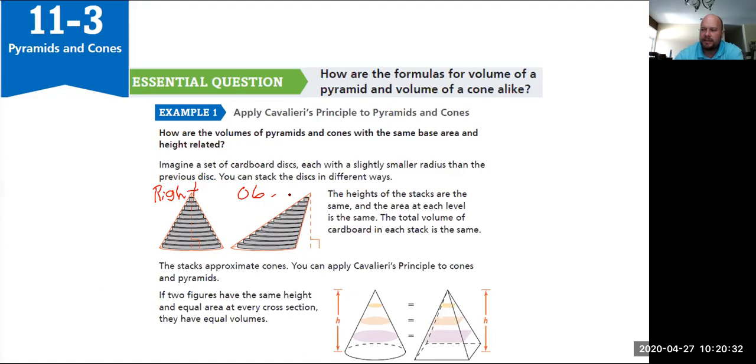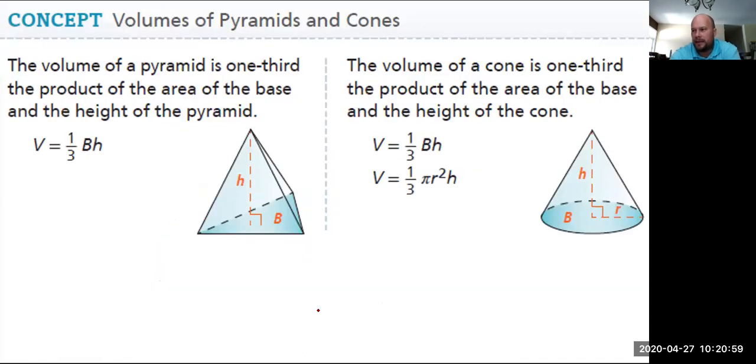They also show an example where, at each of the heights in a cone and a pyramid, you have the same area at every single height. Therefore, these 2 could also have the same volume, as long as you have the same area at every single height. So with a cone and a pyramid, if the base area of both of them is the same, then the volume will be the same as long as they have the same height as well. All right.